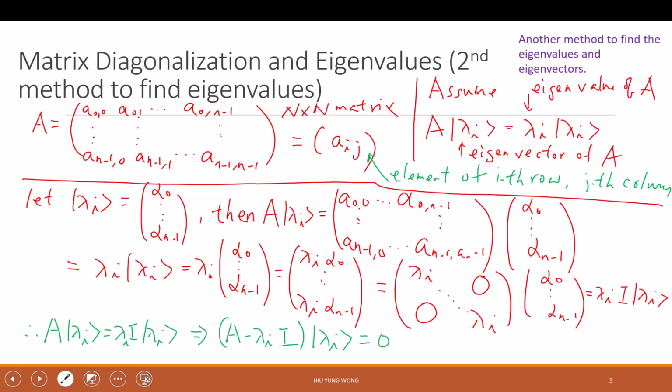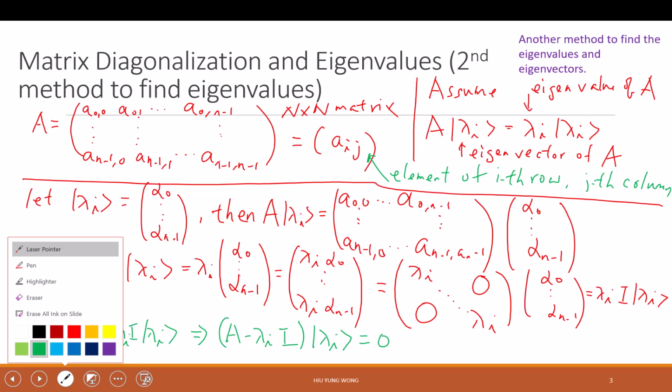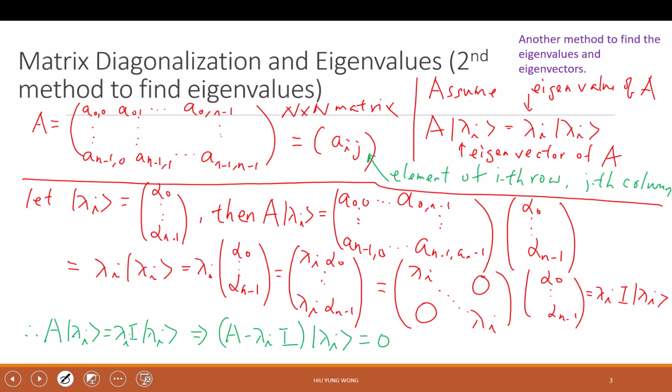Let me give you an example. For example, what we learned about sigma y, right? 0, negative I. This is not a diagonal matrix, right? And if you apply it to its eigenvector, 1 i, it is just equal to 1 times 1 i. We learned this last time when we diagonalized it, remember? So this is A. This is lambda I. So they don't have to. Why? Because to get this element, it is a multiplication and then summation, right? So they don't need to be the same.